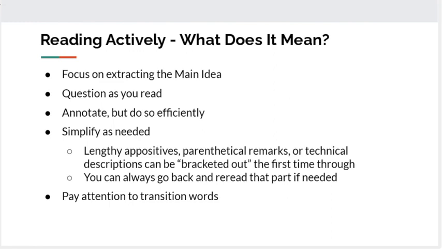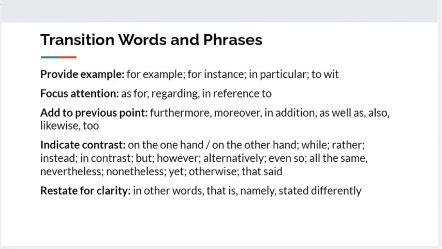And then finally, paying attention to transition words. Now what follows is not going to be completely 100% comprehensive, but this is going to be a fairly thorough look at some of the more common categories of transition words. So words that indicate that the author is about to provide an example: for example, for instance, in particular, to wit. So all of these indicate that the author is going to clarify a previous point by providing an example or two. If the author is adding to a previous point, you might see a word like furthermore, moreover, in addition, as well as, also, likewise.